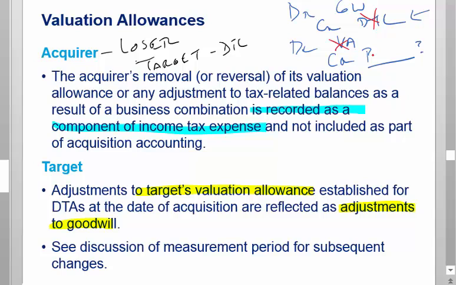So this is provision. So that's weird, right? If you think about the homework, Avago and LSI, LSI was the target in that transaction. But not long before Avago bought LSI, LSI bought another company. LSI had tons of NOLs and a valuation allowance. So it was the loser in my example.